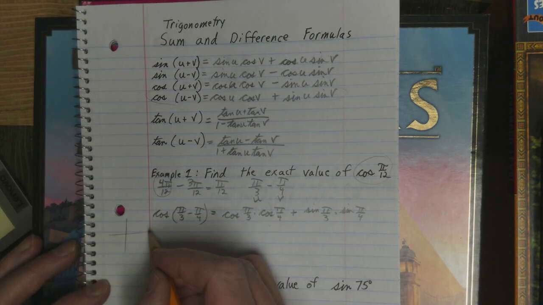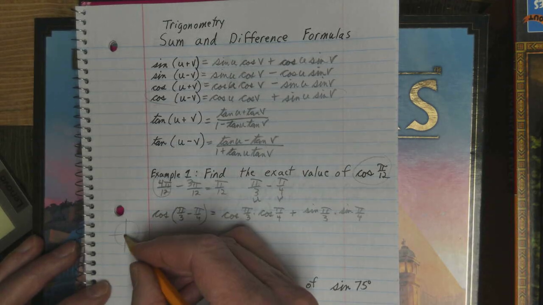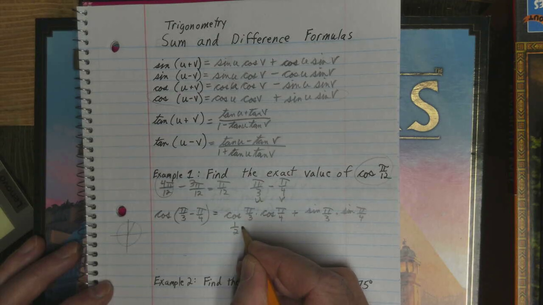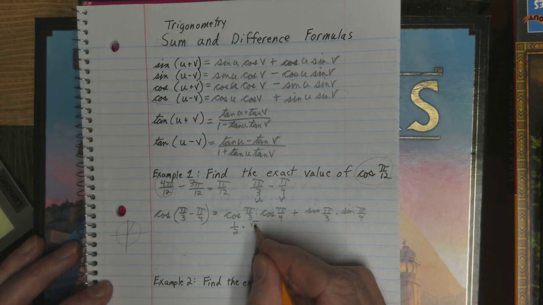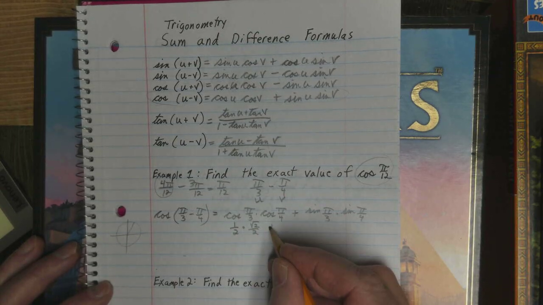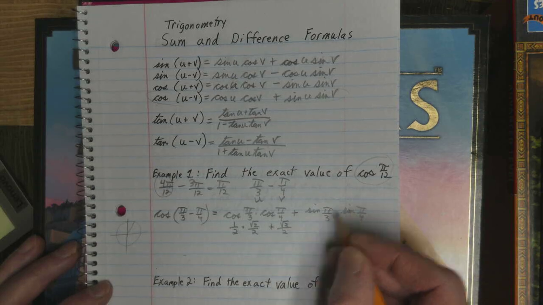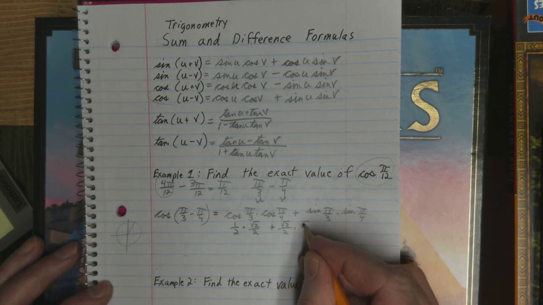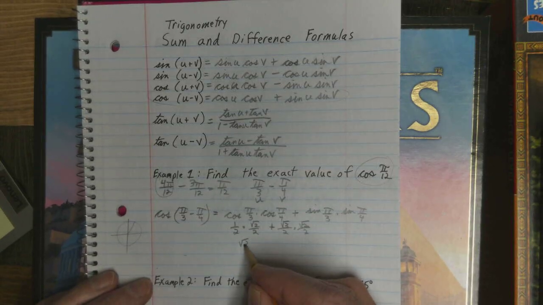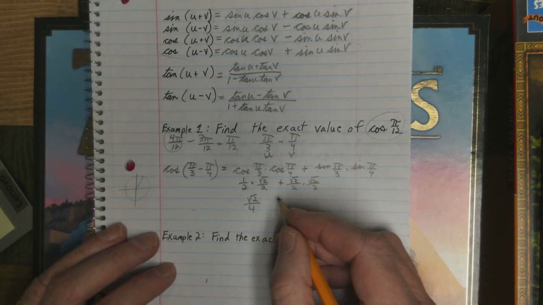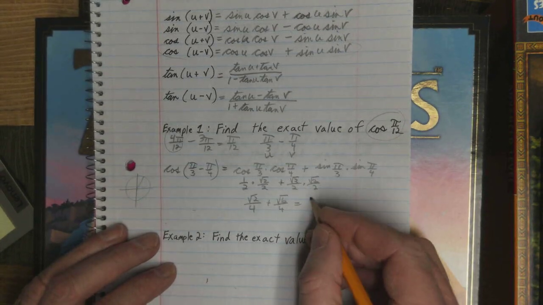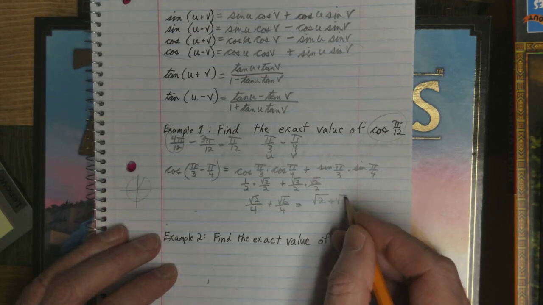Alright, let me get kind of a picture. Pi over 3 is right here, so the cosine is 1/2. Pi over 4, that's square root of 2 over 2. The sine of pi over 3 is the square root of 3 over 2. And sine of pi over 4 is square root of 2 over 2. And so I've got the square root of 2 over 4 plus the square root of 6 over 4, and I'll just write that like so. This is the exact value.